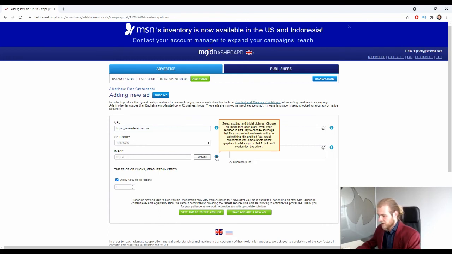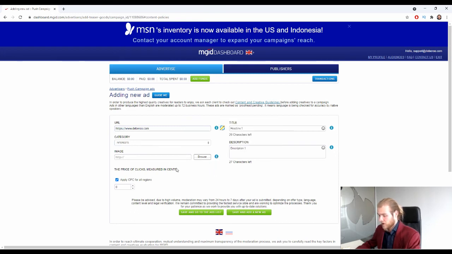Selecting existing and bright pictures. Choose an image that looks clear even when reduced in size. Try to choose an image that fits your product and works with your advertising title and text. You could experiment with simple photo editor graphics to add a logo or a sale, but don't overburden the advert.